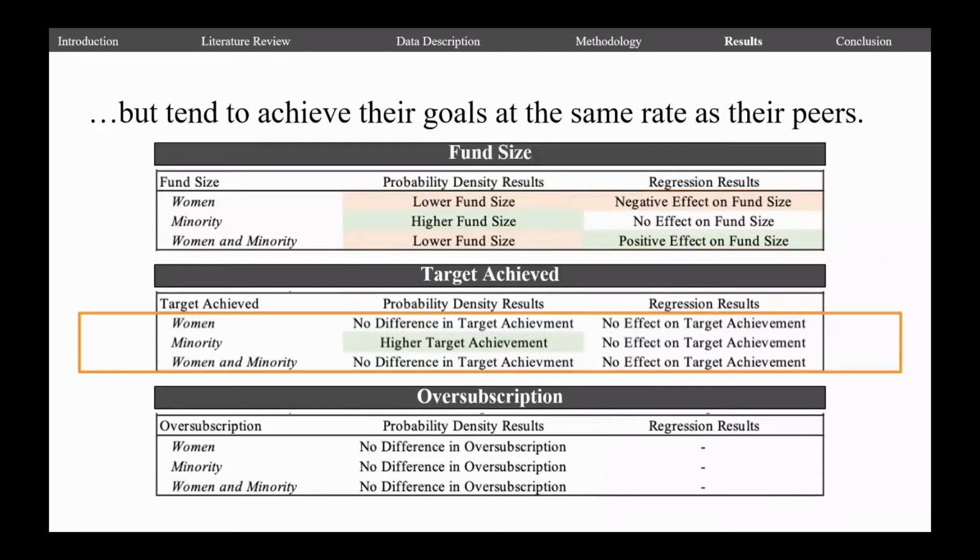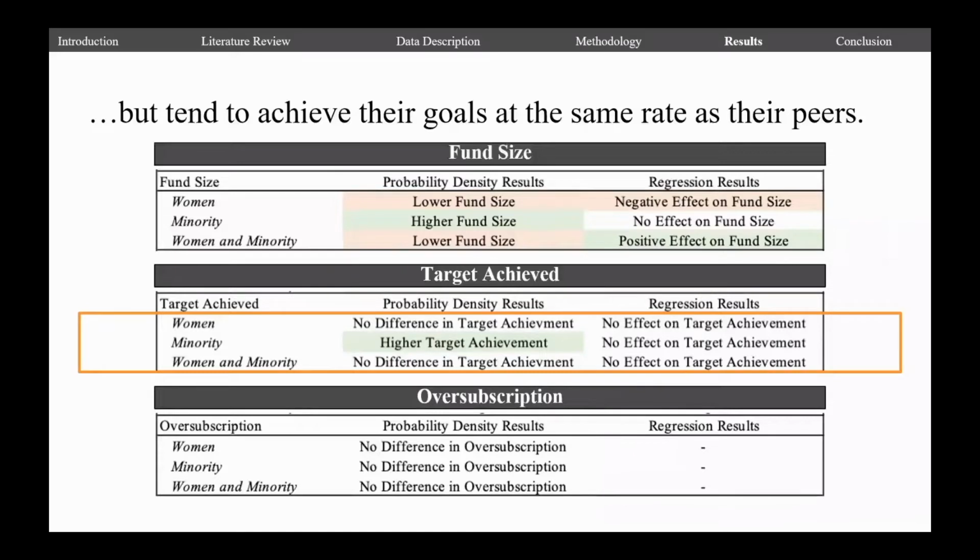Taking it a step further, when we take into account their initial targets, we find evidence that diverse-owned funds achieve their fundraising targets at least the same levels as their peers, both with and without controlling for outside factors. This tells us that when benchmarked against their own goals, diverse-owned firms are successful in achieving them. This is a particularly important observation because, as we saw, women ownership tends to lead to lower fund sizes. Thus, in the absence of target achievement, we might consider women-owned firms to have poor fundraising performance.